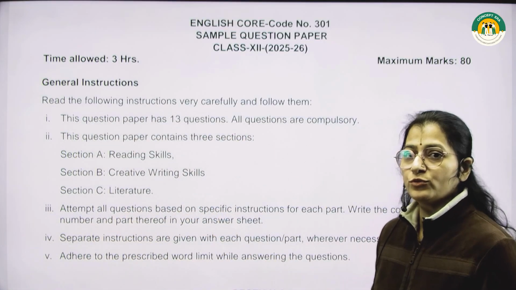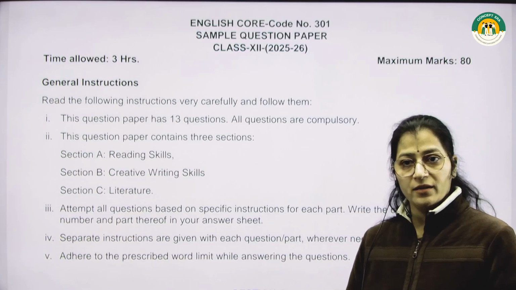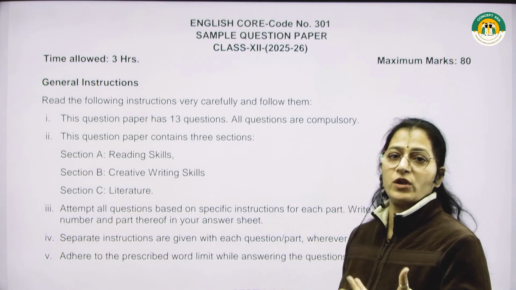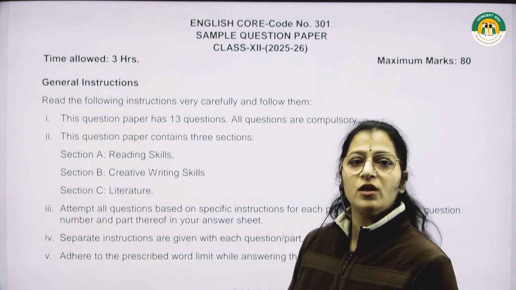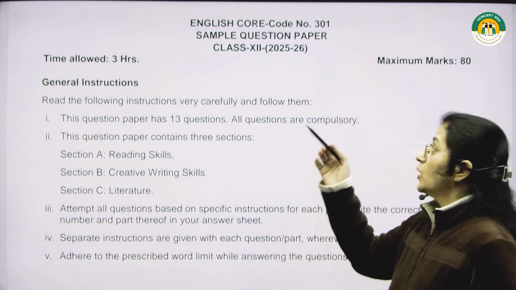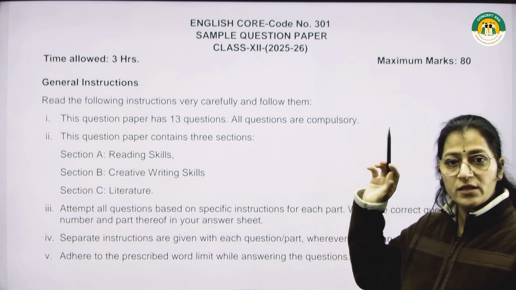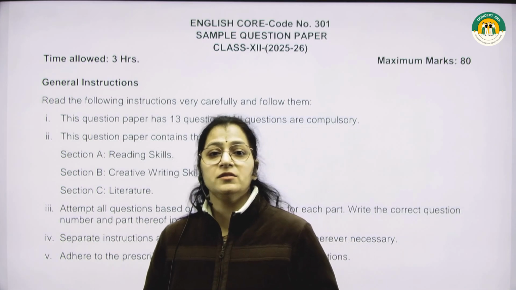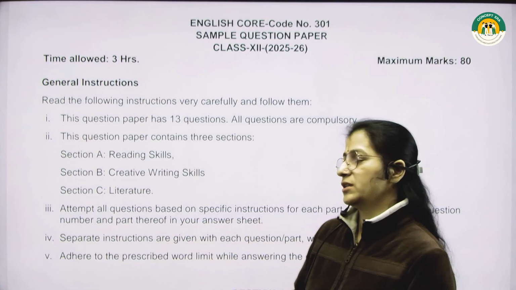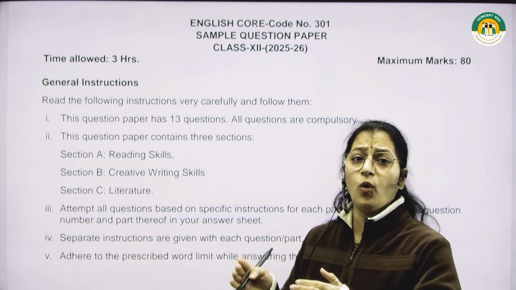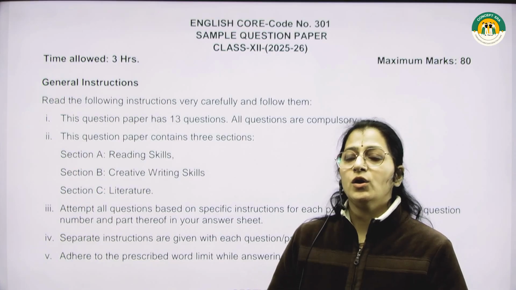I will help you solve this paper, to understand the terminology given there, which types of questions are asked, and how to solve them. So let's have a look. English, its code is 301. It is 80 marks and the time allowed for the student is 3 hours. During this 3 hours, you need to solve all the sections given in the question paper.